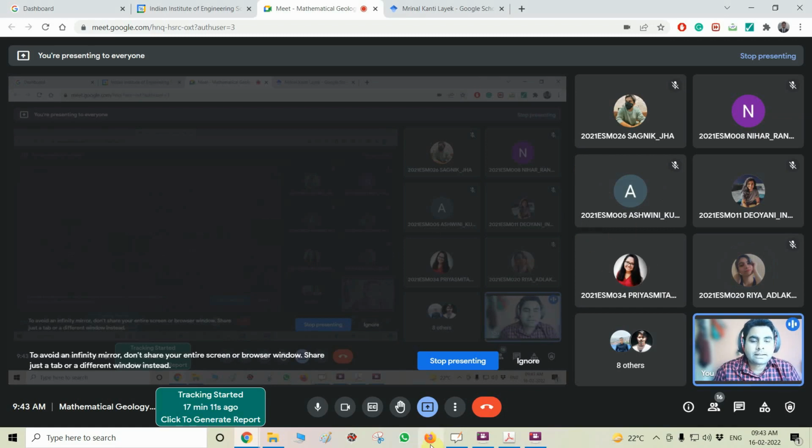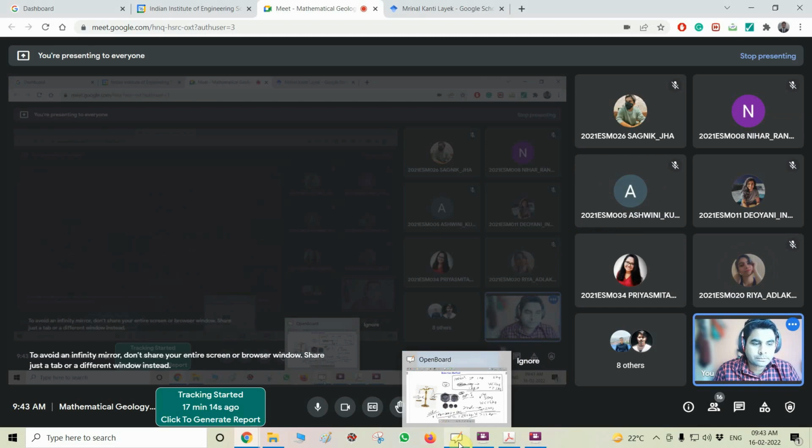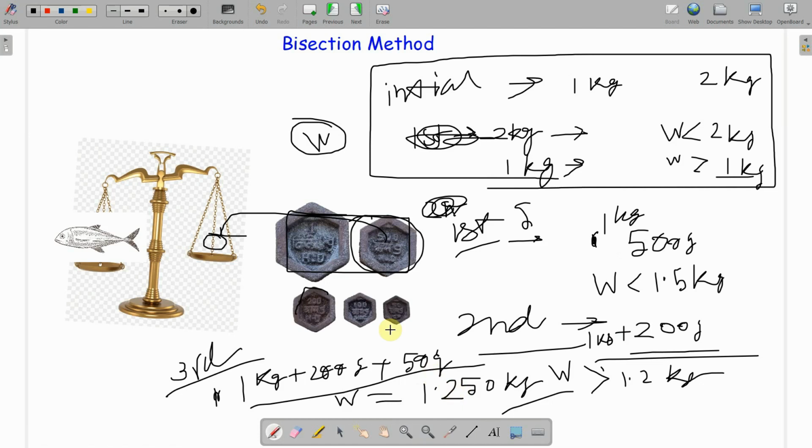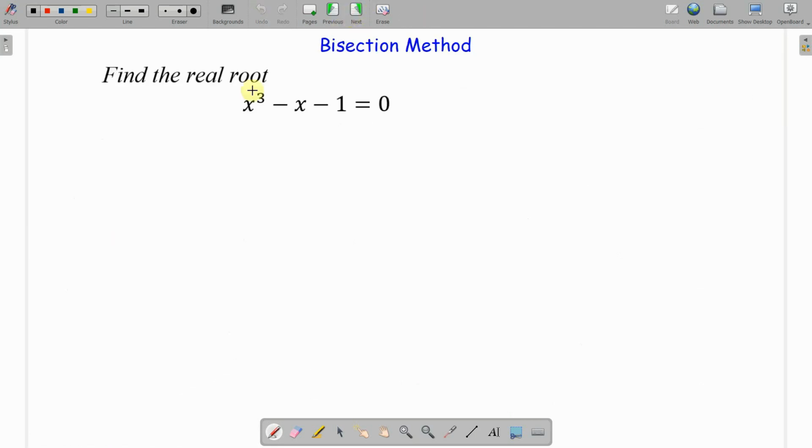Now let's come to our real topic, the bisection method. The point of giving this example is so that you can remember this method more properly. Now if I go for the bisection method and I have a problem to solve, let's find the real root of this equation f(x) equals 0. So what I will consider first is that this one is f(x).